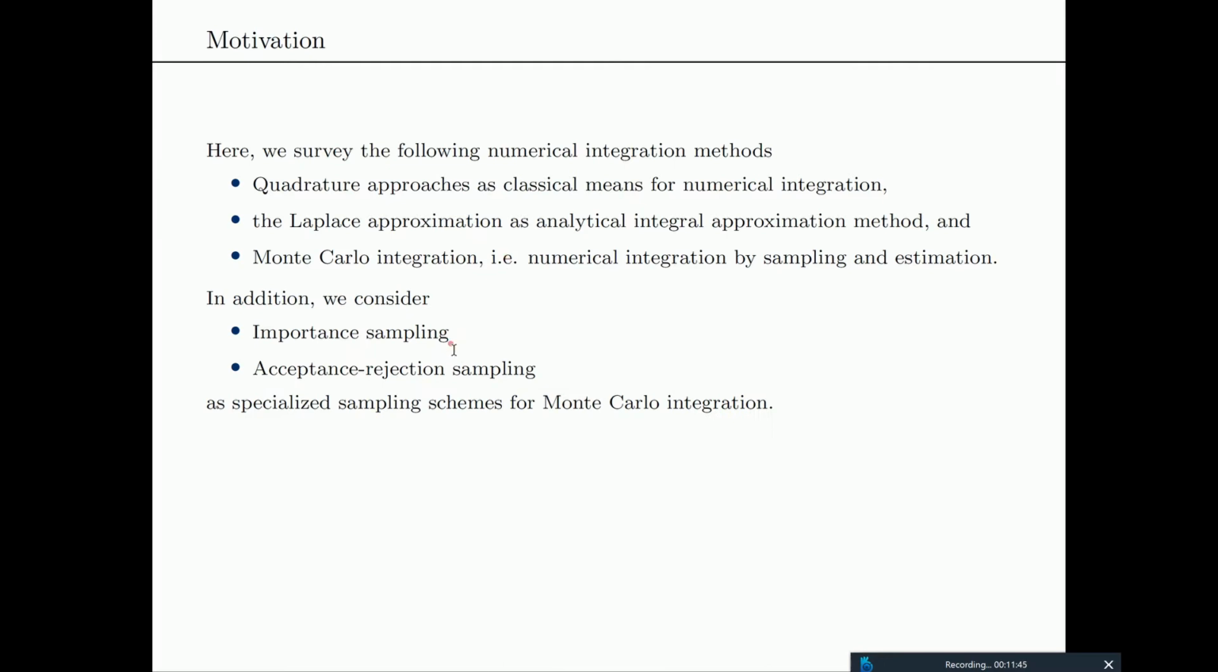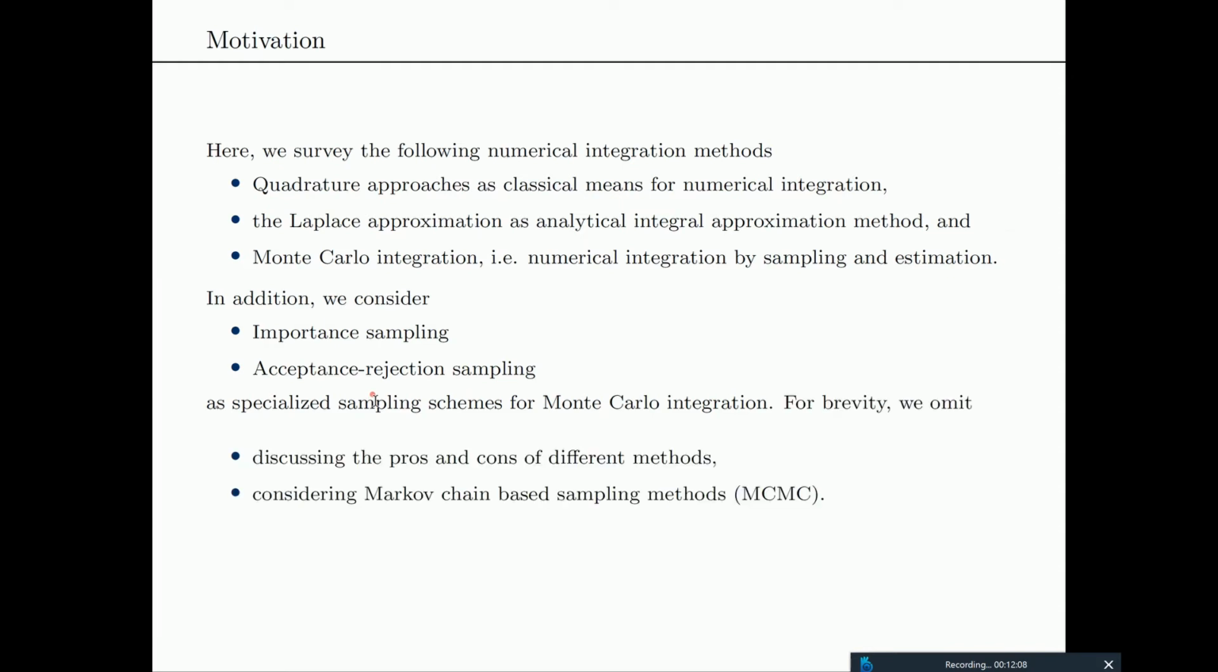What we will also look at, for Monte Carlo integration, are these more advanced sampling algorithms like importance sampling, acceptance rejection sampling, and Markov chain Monte Carlo sampling approaches. And we consider importance sampling and acceptance rejection sampling. What we will not do is discuss the pros and cons of different methods. So don't ask me after the lecture, what is the best of these? And what we also do not consider is Markov chain-based sampling methods.